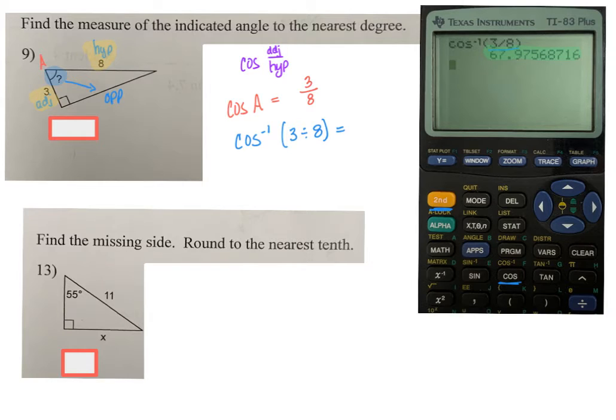67.9756. Your question asked for the angle to the nearest degree, so we're going to round that. I'm going to look at the 9, which is to the right of my 67, my nearest degree. Because it's above 5, I am going to round to 68 degrees, which is how I get my final answer here.